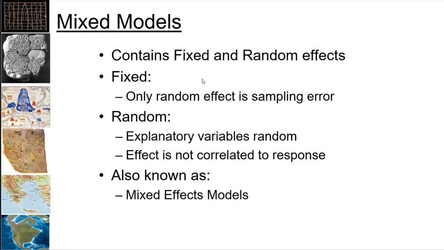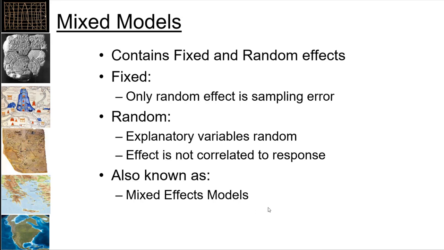In other words, when you run a mixed model, the software will pick and say, oh, well, this coefficient can be fixed. Wait, this one needs to be predicted based on a second level. And you actually tell it to do that, but then you can see what the final distribution looks like to see if it's really fixed or not. So in a fixed model, the only random effect is sampling error. In a random model, the explanatory variables are random variables, and the effect is not correlated to the response. In other words, we need to break it up, okay, to see the correlation.